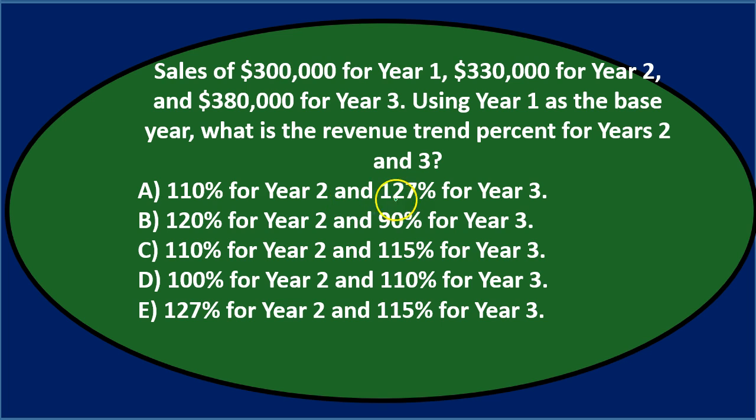So in year 2, the 110, the 127, year 2 and 3, looks like A is the one we want. And note there's that 115 and the 110, that's going to be probably the most common incorrect answer.